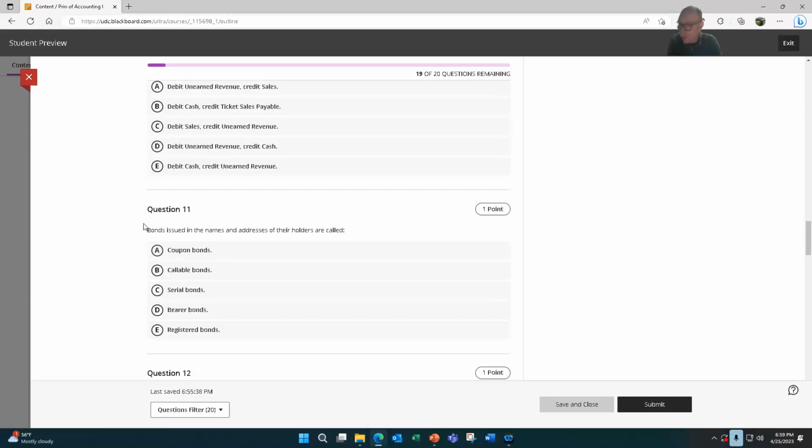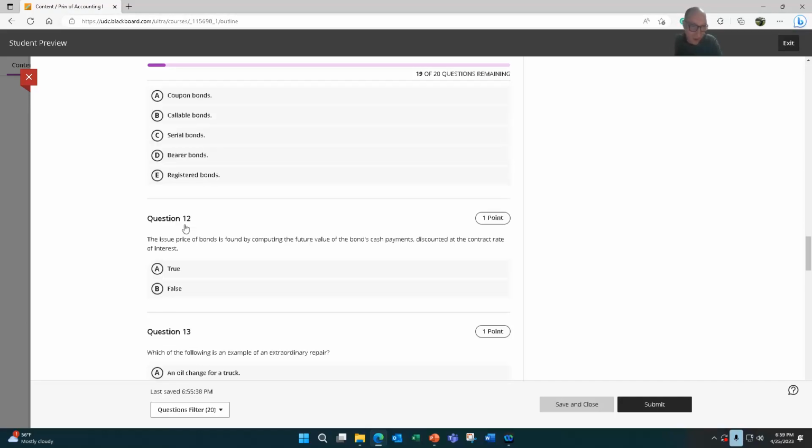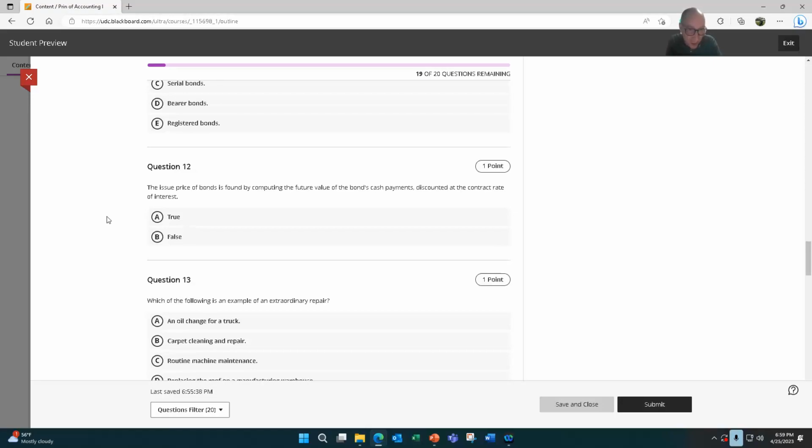Question 11. Bonds. Tells you exactly what chapter this is going to be. Bonds issued and the names and addresses of their bondholders is called. Question 11. It's a definition. Yep. Question 12. The issue price of bonds is found by computing the future value of the bond's cash payments, discounted at the contract rate of interest. You'll find the answer to this question in the bonds chapter again.